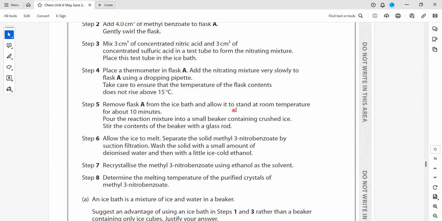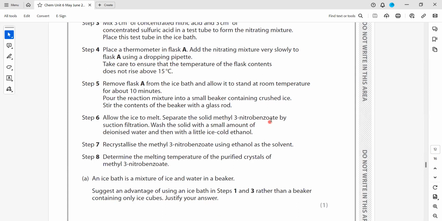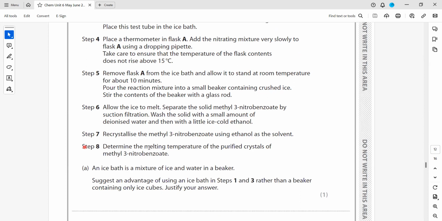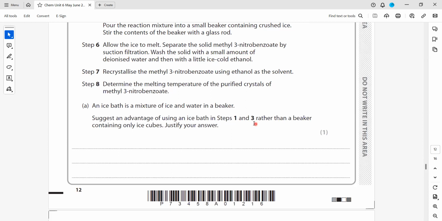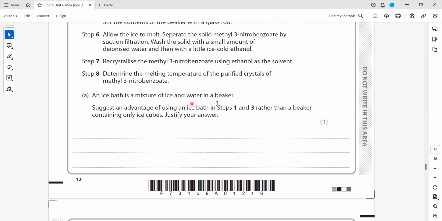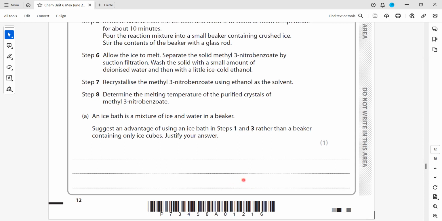Remove flask A from the ice bath and allow it to stand at room temperature. Pour the reaction mixture into a small beaker containing crushed ice. Allow the ice to melt and separate the solid methyl 3-nitrobenzoate by suction filtration. Wash the solid with a small amount of deionized water and with a little ice-cold ethanol, then recrystallization, and then determine the melting temperature of the purified crystals of methyl 3-nitrobenzoate. An ice bath is a mixture of ice and water in a beaker. Suggest an advantage of using an ice bath in steps 1 and 3 rather than a beaker containing only ice cubes, and justify your answer.